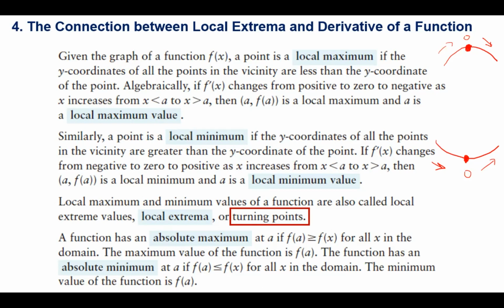A function has an absolute maximum at a if f(a) is greater than or equal to f(x) for all x in the domain. The maximum value of the function is f(a). The function has an absolute minimum at a if f(a) is smaller than or equal to f(x) for all x in the domain. The minimum value of the function is f(a). You understand? Any questions?